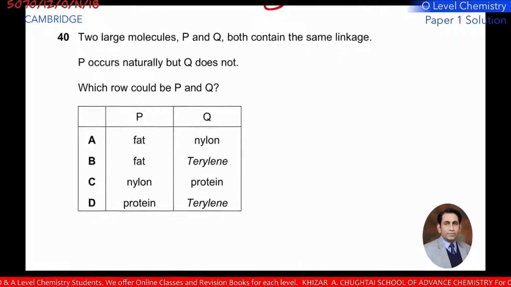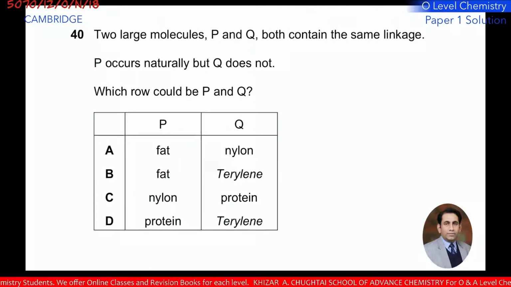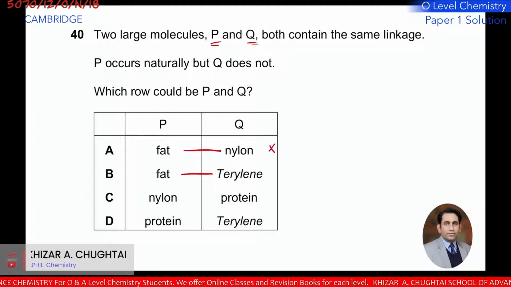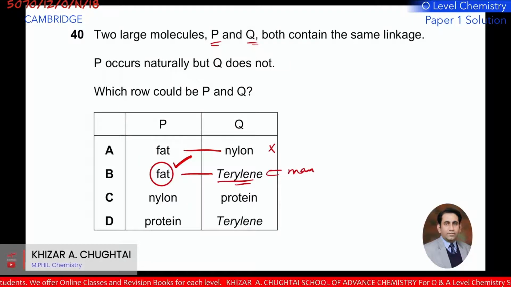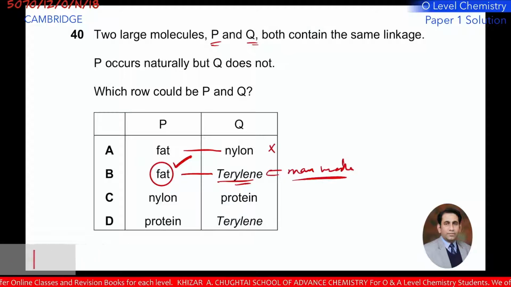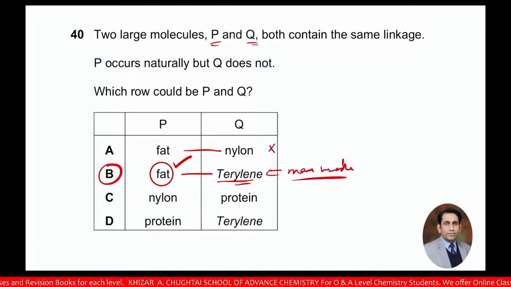Come toward the last one. Two large molecules P and Q both contain same linkages. P occurs naturally, but Q does not. P is natural, Q is man-made. Which one is this one? Fat and nylon do not have the same linkages. Fat and terylene both have ester linkages. Fat is naturally occurring. Terylene is man-made, right? Yes, it is true. So B is the correct option.